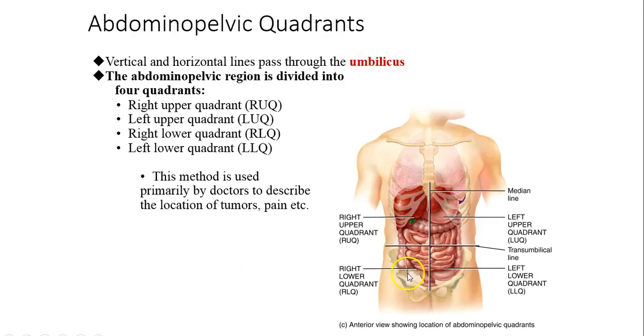And just as an example, here's the appendix right there. And so if somebody presents with pain in the lower right quadrant, then one problem that could be suspected is appendicitis.